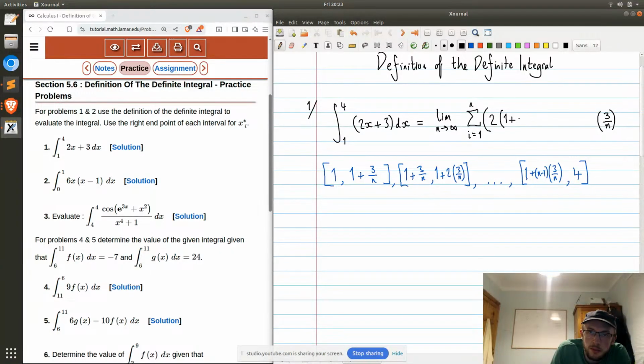Now we're going to use the rightmost endpoint. Three i over n.